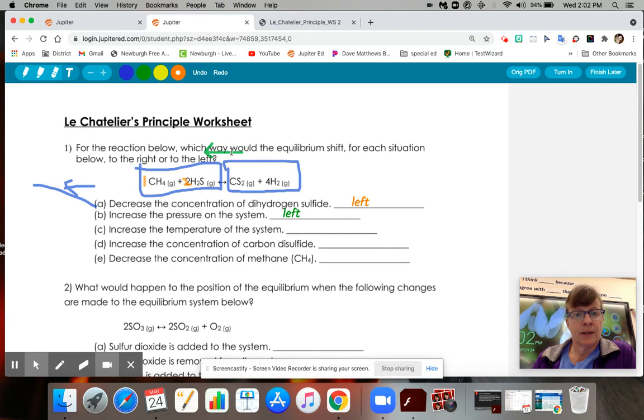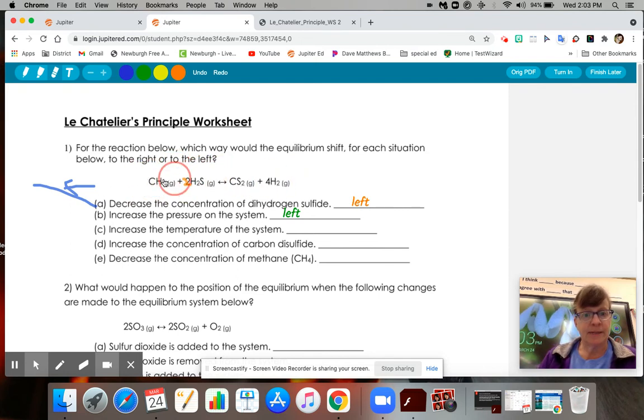Okay, and let's see if it'll let me clean that. There we go. Okay, so let's clean some of this area up. And we're going to go on to C, increasing the temperature.